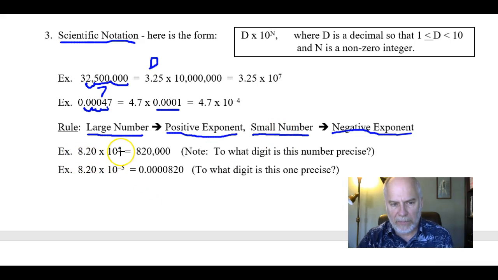Okay, so here you've got a positive exponent, so you're going to end up with a large number. What you do is you write 8.2, and then you move the decimal place over 5 spaces. So we would have moved it over 5 spaces, and it would be right there. And so it's the number 820,000.